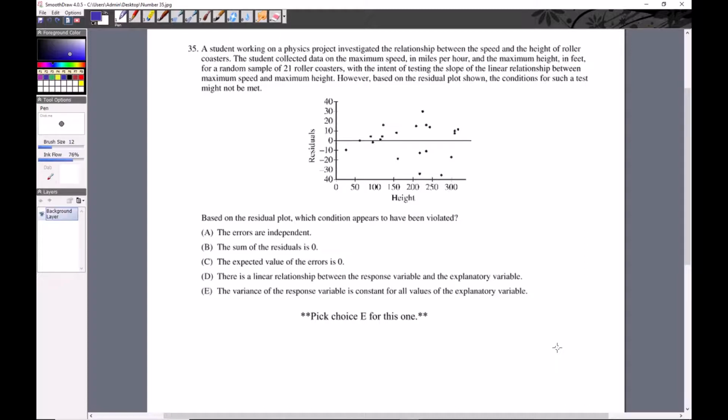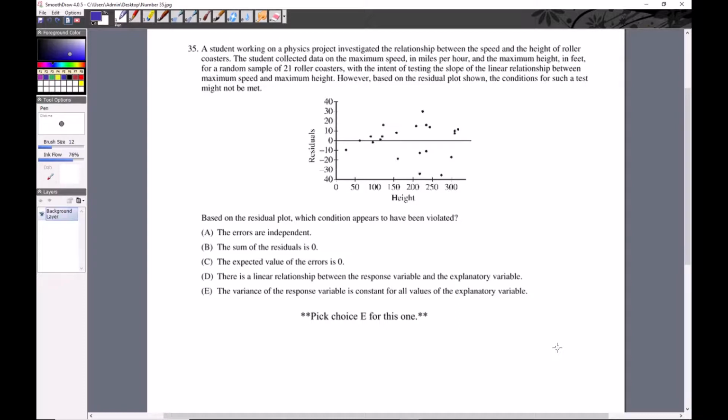A student working on a physics project investigated the relationship between the speed and the height of roller coasters. The student collected data on the maximum speed in miles per hour and the maximum height in feet for a random sample of 21 roller coasters with the intent of testing the slope of the linear relationship between maximum speed and maximum height. However, based on the residual plot shown, the conditions for such a test might not be met.